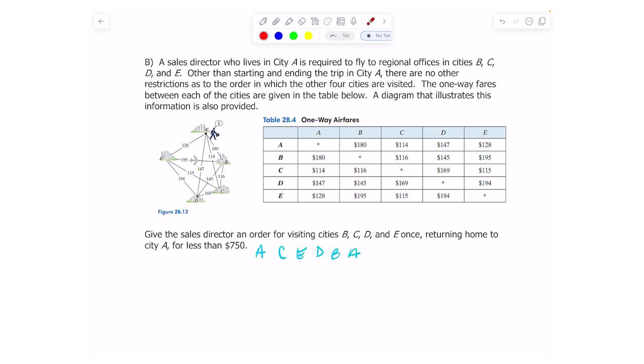So give the sales director an order for visiting cities B, C, D, and E once, returning home to city A for less than $750.